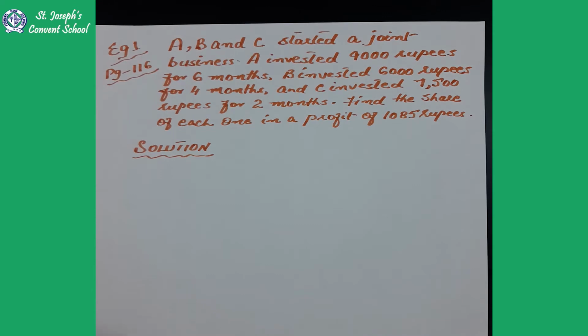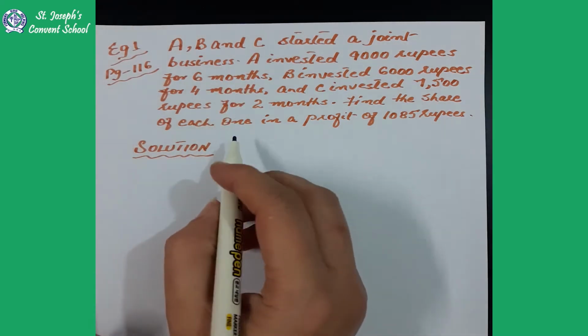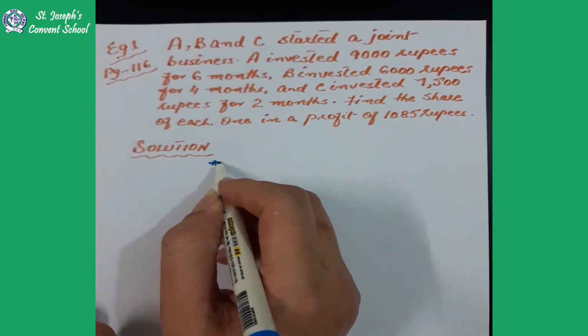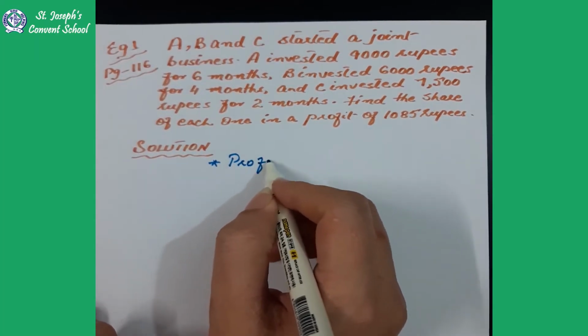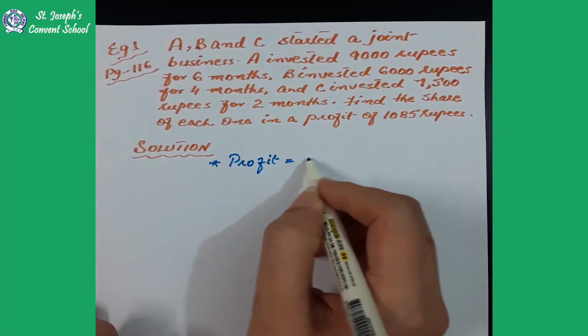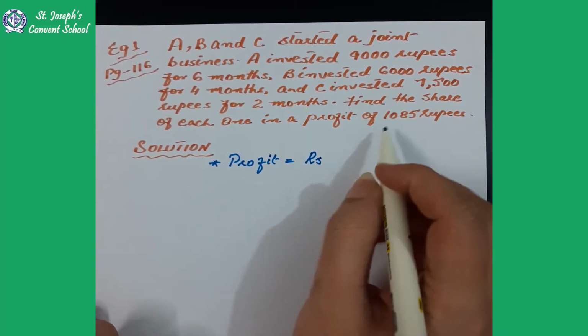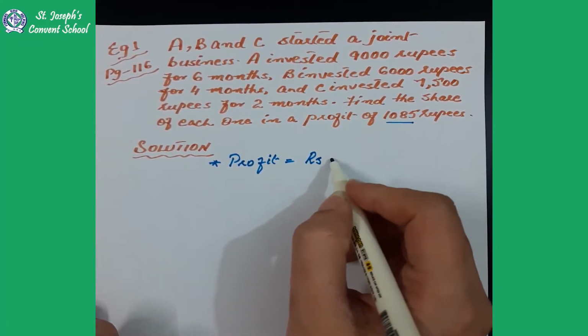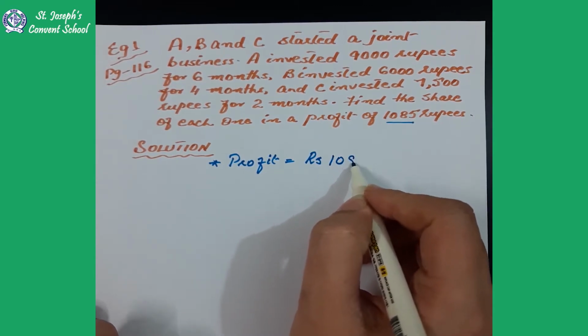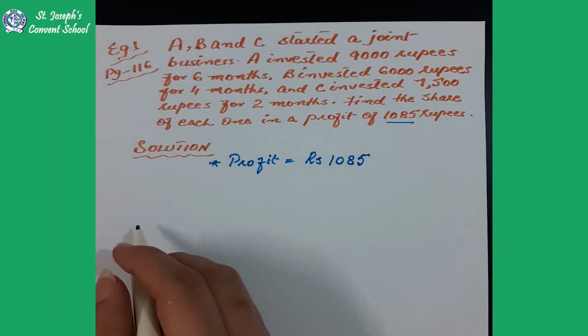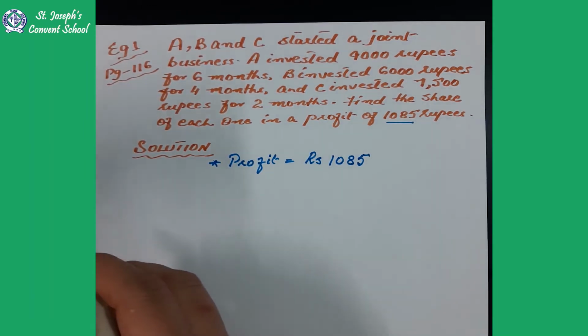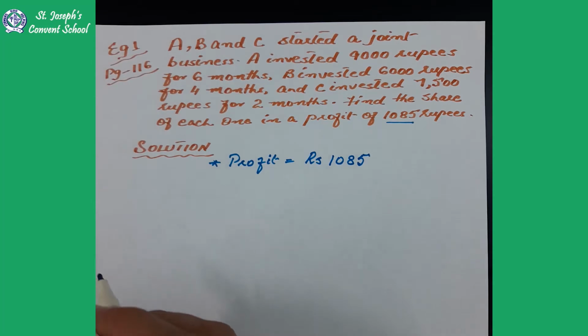So the first step is to write the profit. So we'll write the profit. Profit is rupees 1,085. This amount is the profit, 1,085. Okay, 1,085 rupees is the profit. Now how much A will get, how much B will get, and how much C will get, we are going to find the share of each one.